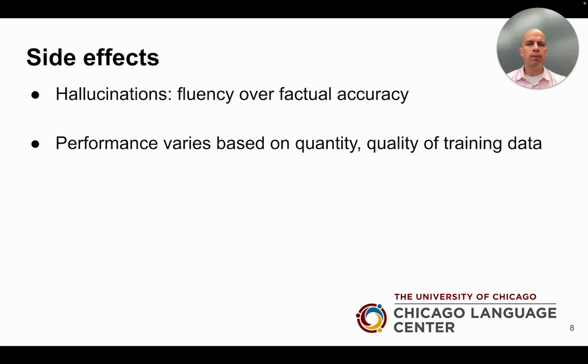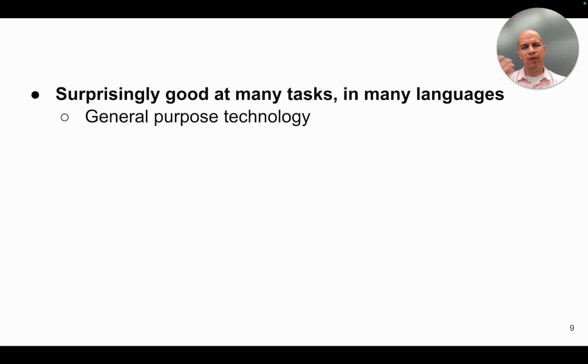The performance can vary based on the quantity and the quality of the training data, and that's especially important for languages other than English. The vast majority of the training data that these things were trained on is in English, so however much of a particular language these LLMs were trained on, you can expect the quality of its performance in those languages to be appropriately proportionate. That said, in my experience, these are surprisingly good at many tasks in many languages.